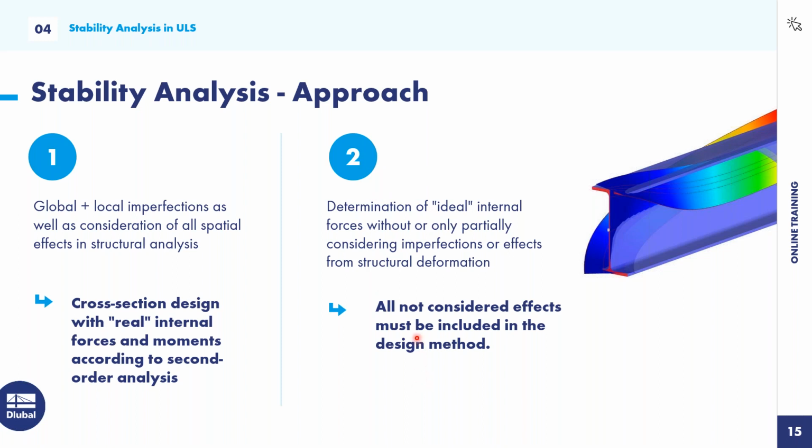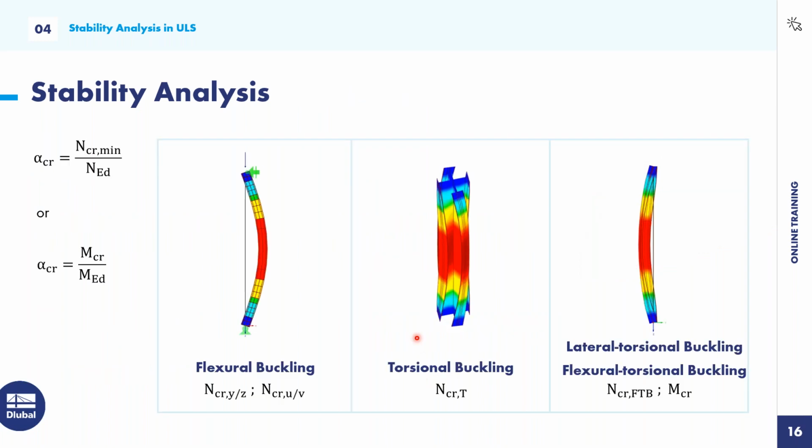So now I was talking the whole time about flexural buckling, torsional buckling. How does it look like? So we have different forms of stability failure. On the left side, we have the flexural buckling. It's stability failure under compression force, buckling around the local axis. So we have a lateral deformation, and this can be considered with 6 degrees of freedom.